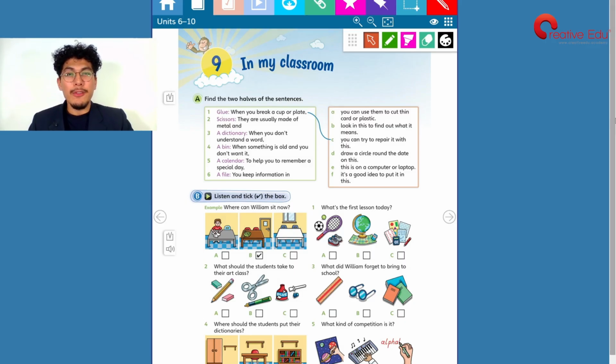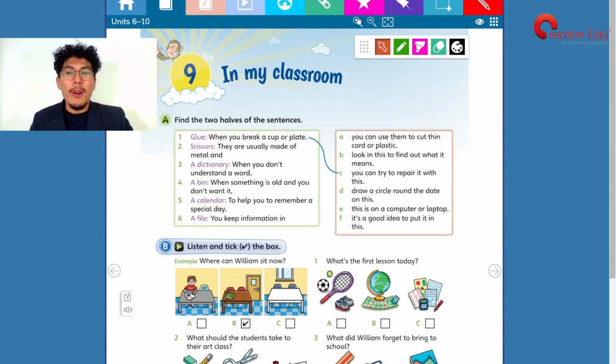Today we have the Fun for Flyers student book in Presentation Plus, and we'll be learning topic 9, unit 9, in my classroom and what items are inside the classroom. So let's start off with this first activity. A. Find the two halves of the sentences.